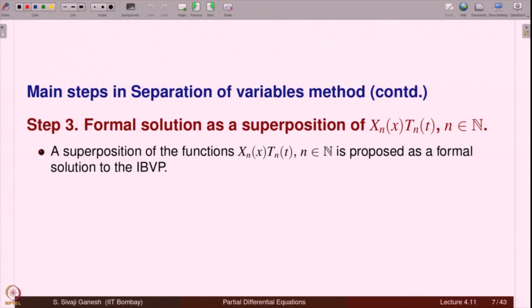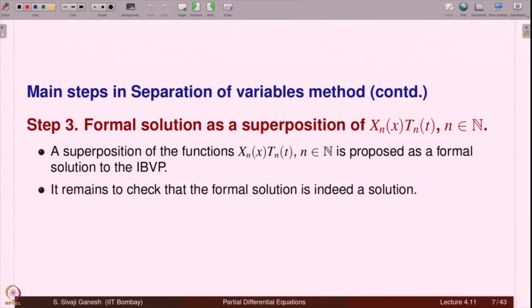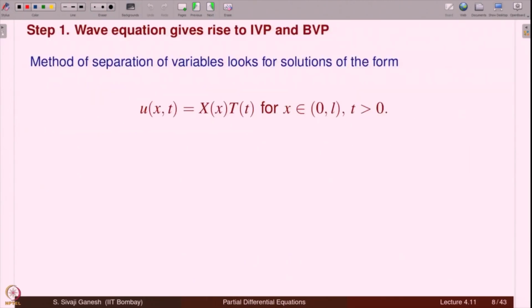So far this is a method that has been described to obtain a solution, and once you think you have a solution you must check that it is the solution. So, let us implement step 1, the wave equation giving rise to an ODE IVP and BVP. How it is going to come, let us see.